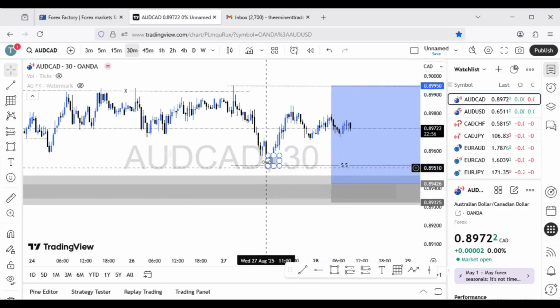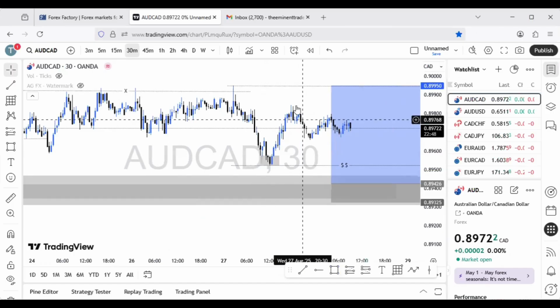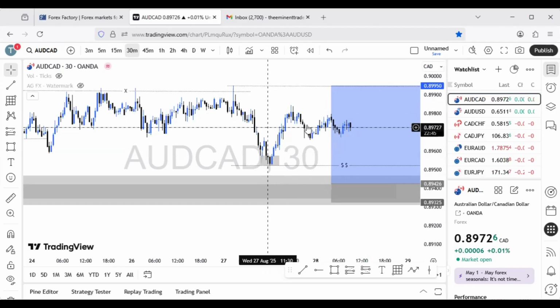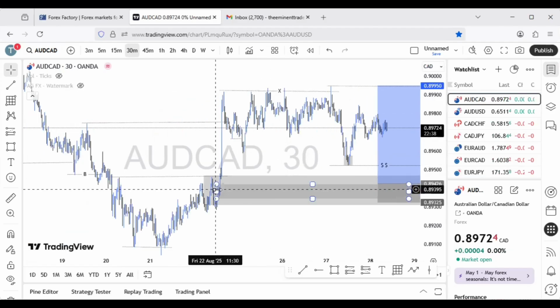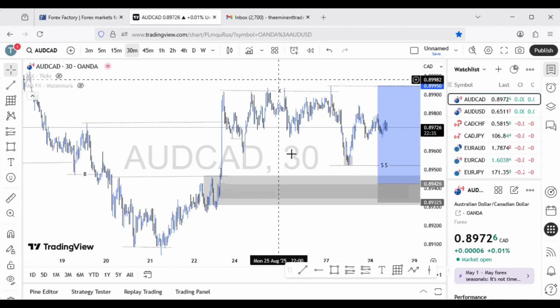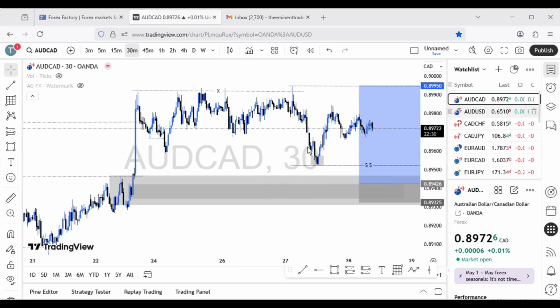So some people might be trying to enter from here. This is not a valid order block. It did not create any break of structure. This did not create any break of structure, so it is not a valid one. Whereas this created a break of structure. I believe that should be very clear. So on to the next one.